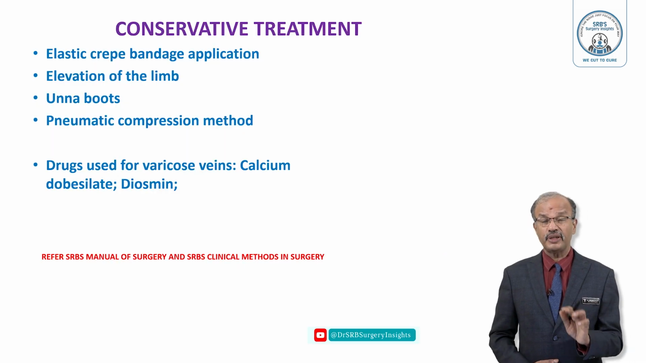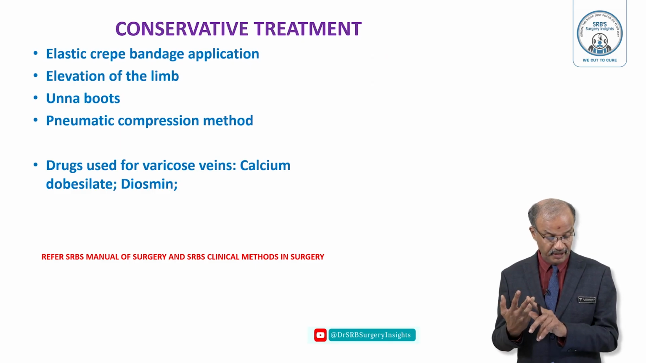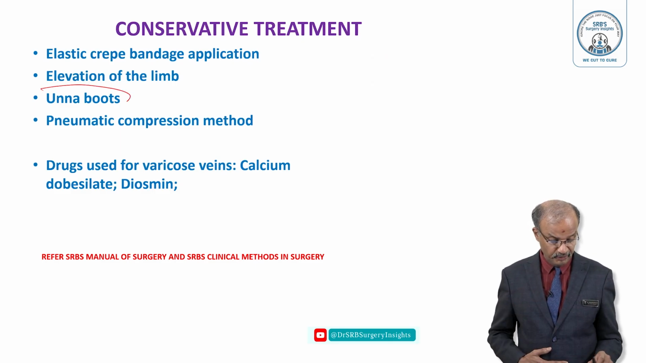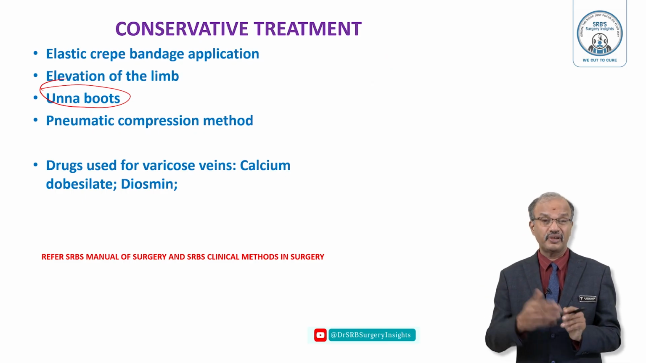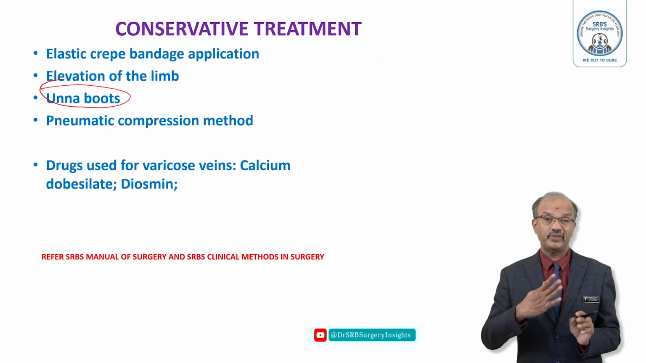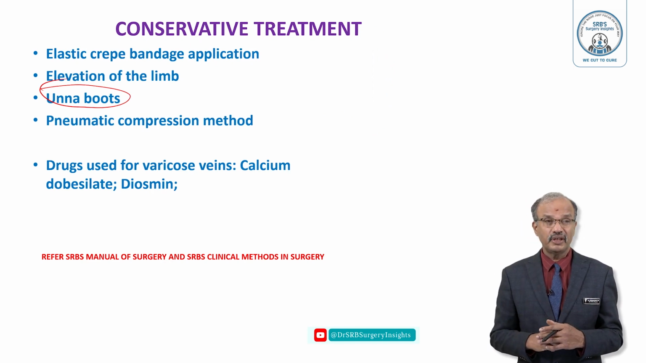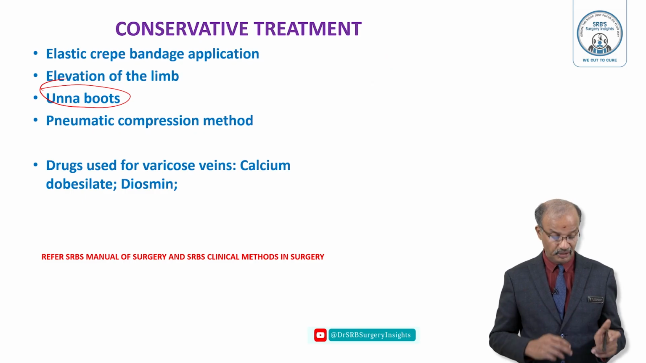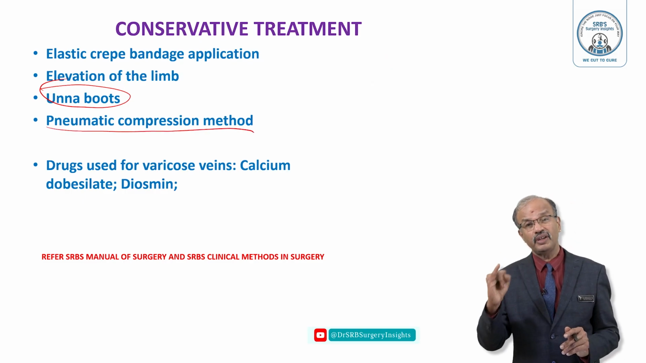And treatment is conservative treatment, mainly limb elevation, elastic crepe bandage, sometimes pneumatic bandage, Unna boards, different layered dressing, that is what it is called. You can read in my manual, it is there. Unna boards, meaning what are the layers, you can read as a one-sentence short note. Pneumatic compression is also very helpful. That is the most important thing: elevation, compression bandage. Elevation, compression bandage.